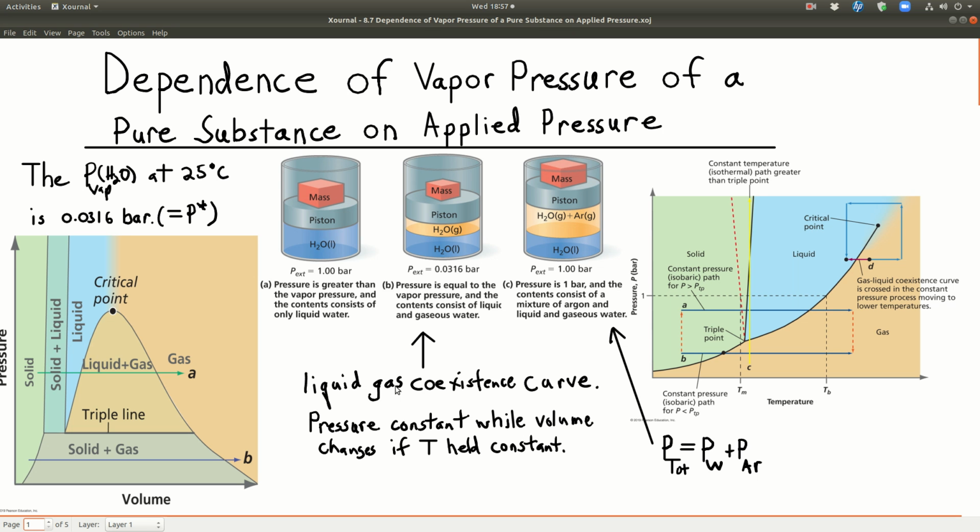Hey guys, so this is section 8.7. We're going to look at how the vapor pressure of a pure substance depends on the applied pressure above it. So let's start out by looking at this situation depicted by these pictures.